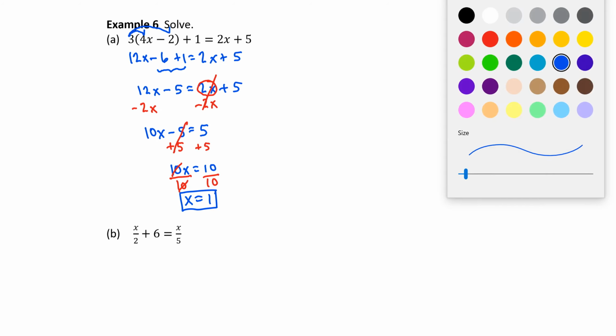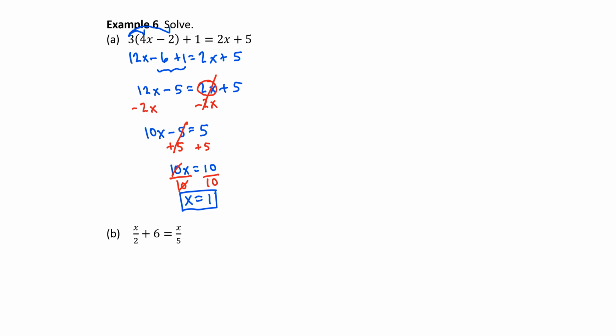Now, to check this equation, we're going to plug 1 in for x. So up here, I'm going to go back to the original equation, and I'm going to plug 1 in for x on both sides. And I'm going to check to see if that's a balanced equation. So following the order of operations that we've reviewed, inside parentheses here we have 4 times 1, which is 4, and 4 minus 2, which is 2.